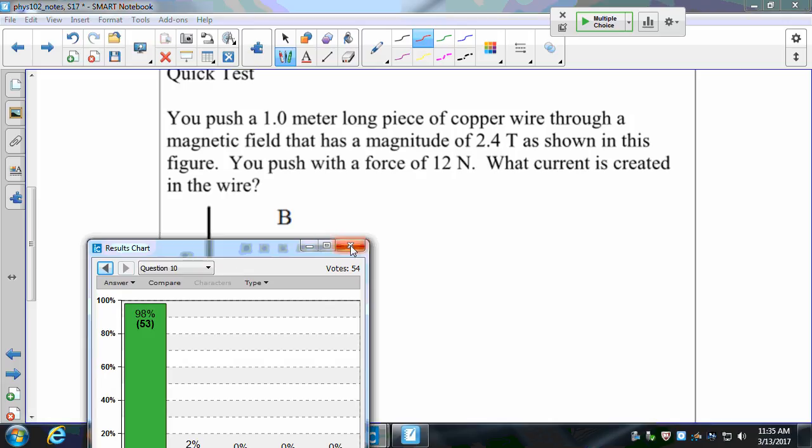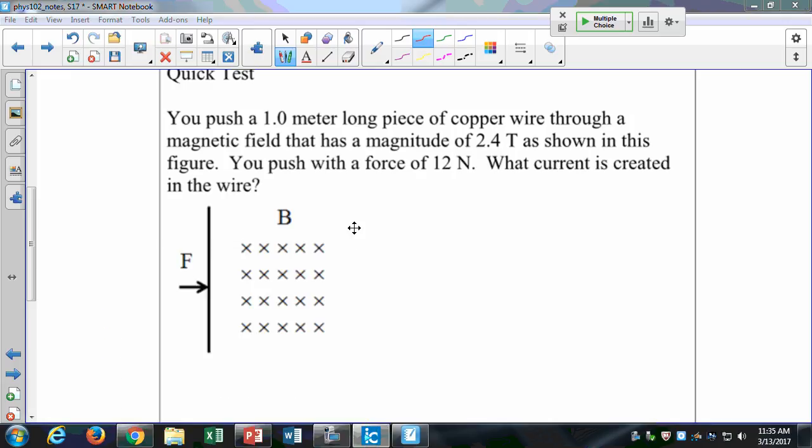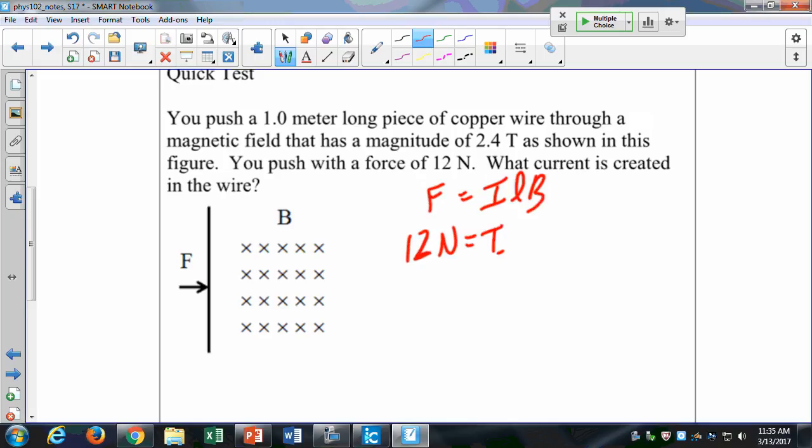Very good. A is right. So we're starting to move into the idea of generating electricity. And I find that if I apply a force to a wire in a magnetic field, then it will create a current within that wire. And so I have a force of 12 newtons. F is equal to ILB. The current is what I want to know.